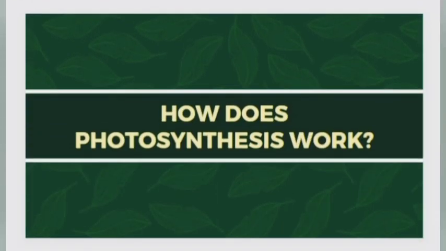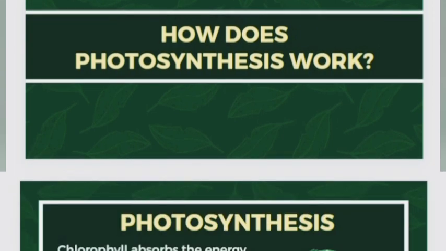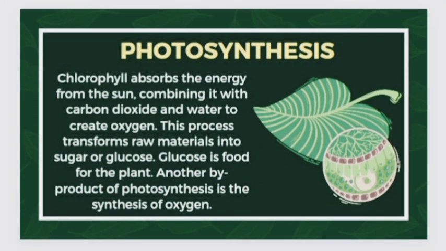How does photosynthesis work? Chlorophyll absorbs the energy from the sun, combining it with carbon dioxide and water to create oxygen. This process transforms raw materials into sugar or glucose. Glucose is food for the plant. Another byproduct of photosynthesis is the synthesis of oxygen.